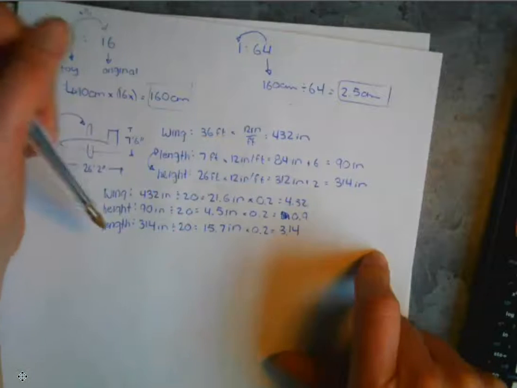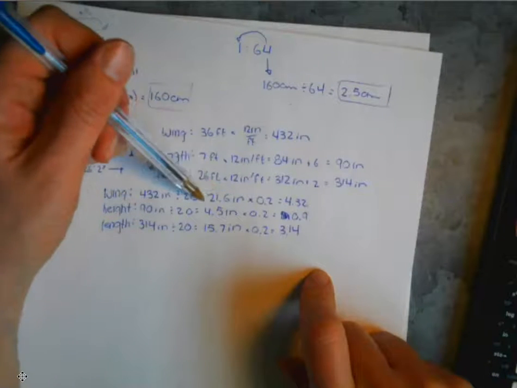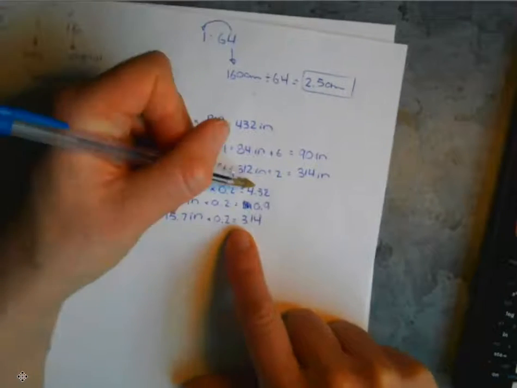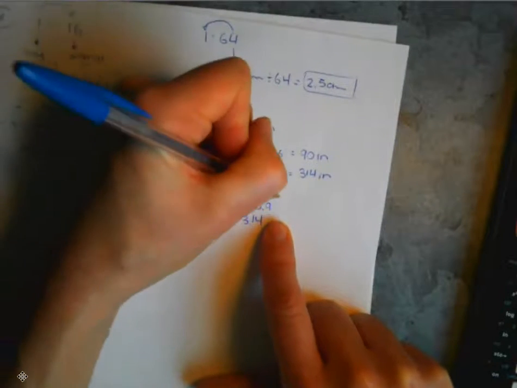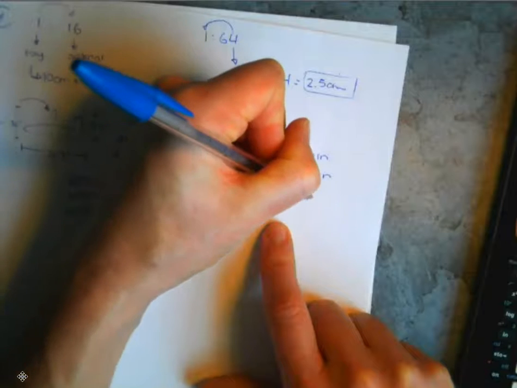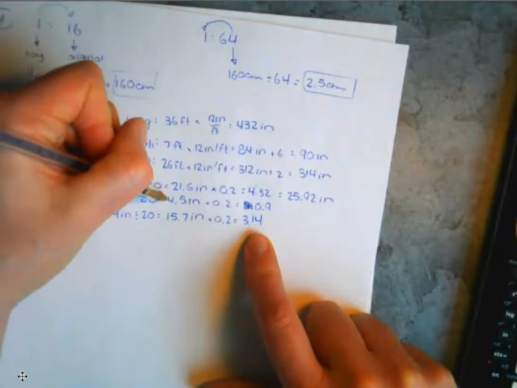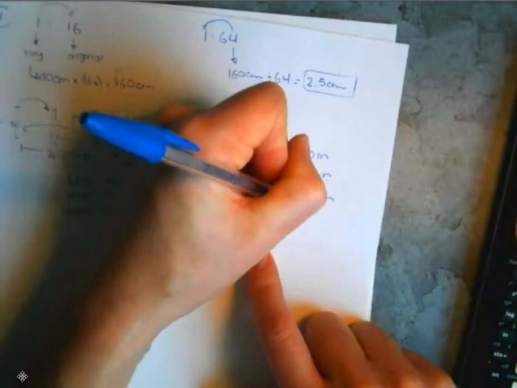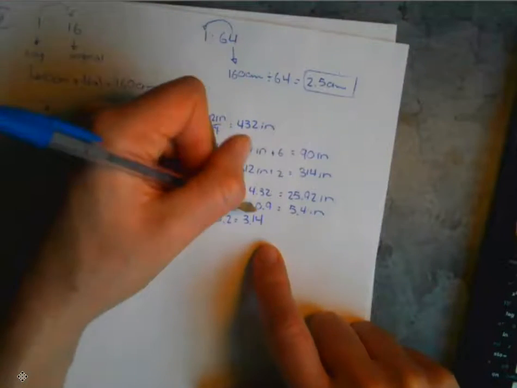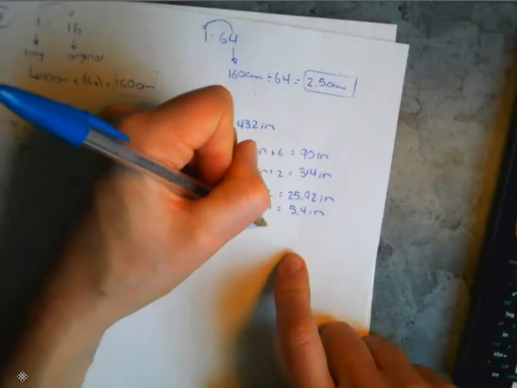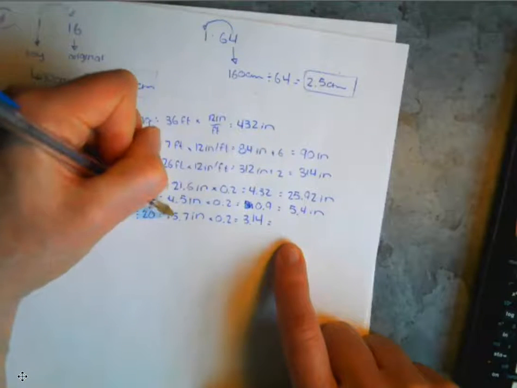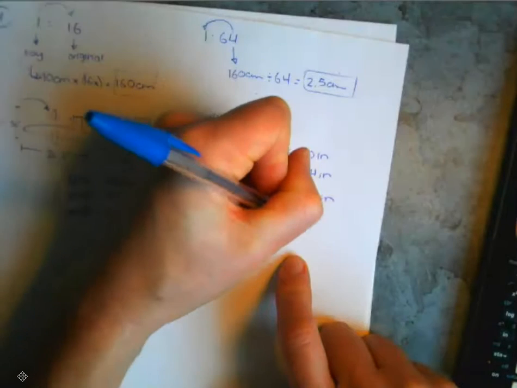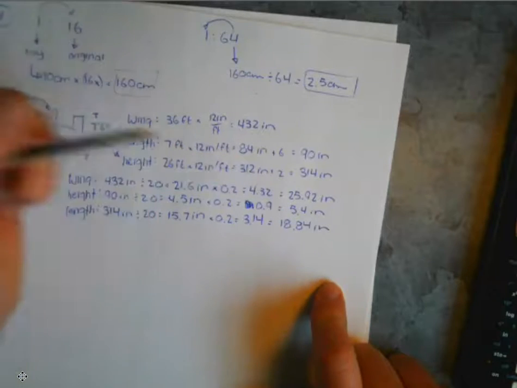So to find the total dimensions of the case, you have to have the dimension of the plane, like the model, plus that extra 20% of space. So basically 21.6 plus 4.32 gives us 25.92 inches. 4.5 plus 0.9 gives us 5.4 inches. And then 15.7 times 0.2 gives us 3.14, and then 15.7 plus 3.14 gives us 18.84 inches. So then those are our dimensions in inches.